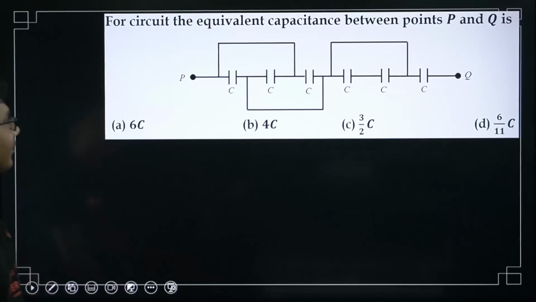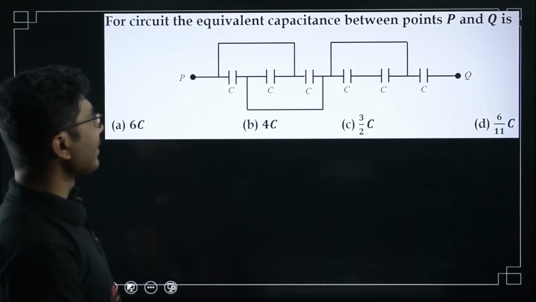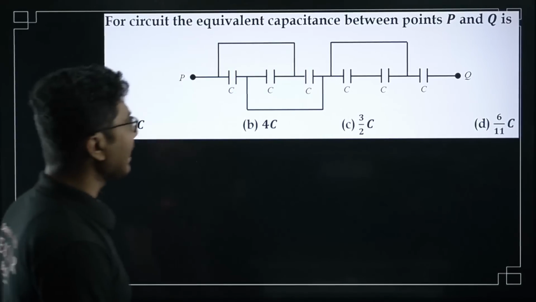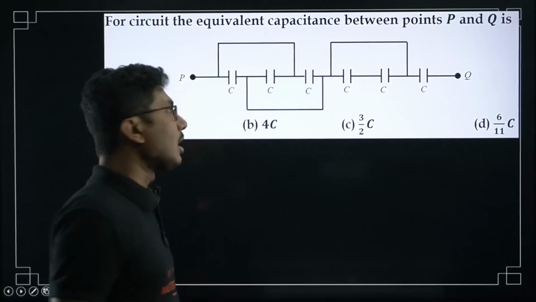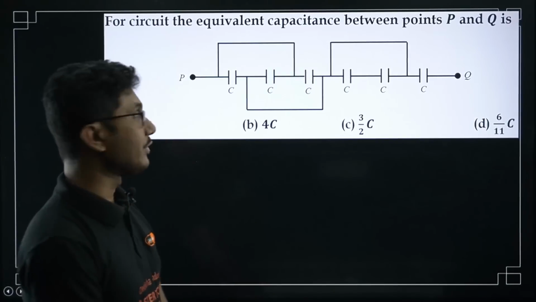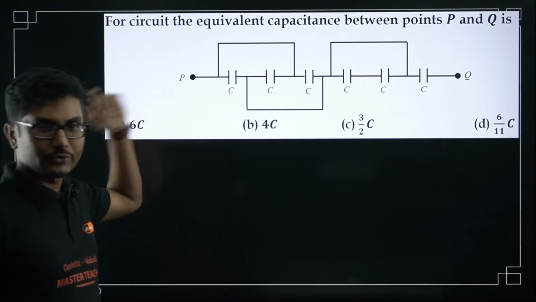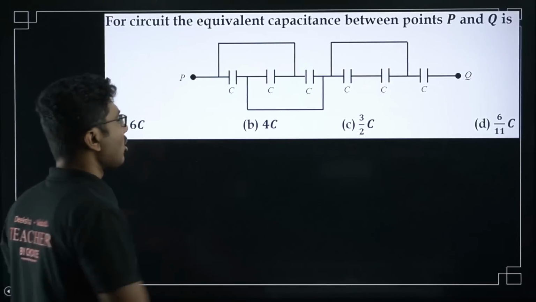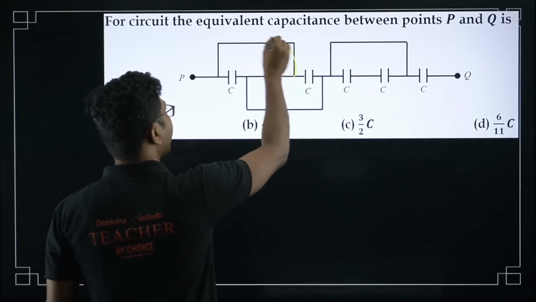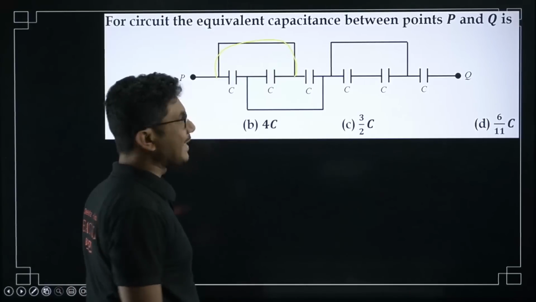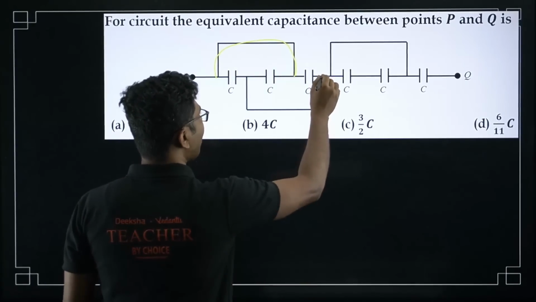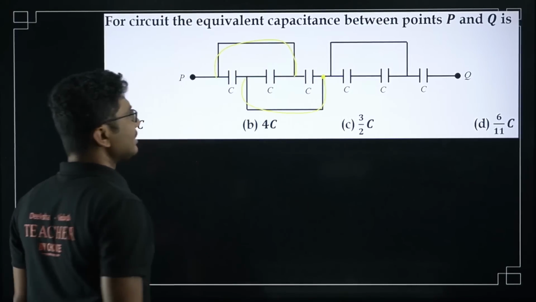Interesting question. Now next, for the circuit, find the equivalent capacitance between P and Q. This kind of question is very common. You can expect one of such questions coming in COMEDK. Now this is a particular question, maybe this exact question will not come, but this type of question is very common. Now if you see, this point and this point are actually the same. Similarly, this point and this point are also the same.